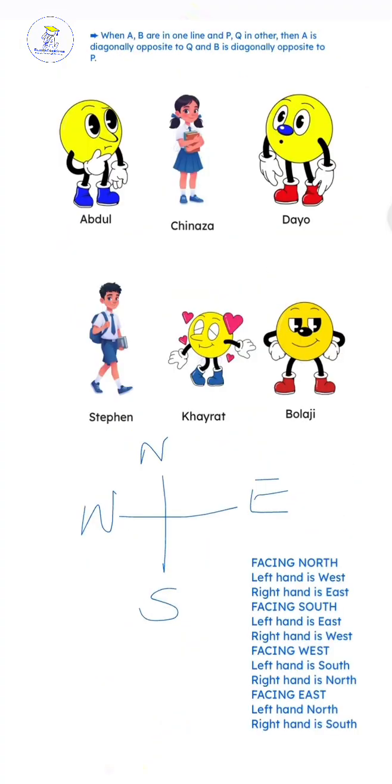Rule 3 says that if you have people on a straight line like this and another set on a straight line like this, the person opposite the other person on the next end of the straight line, they are diagonally opposite to each other. What are we saying? Abdul is diagonally opposite to Bolaji and Steven is diagonally opposite to Dayo. That's the explanation to the last rule.